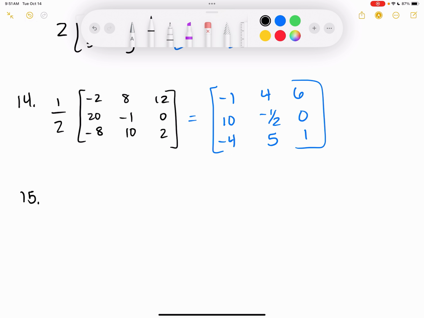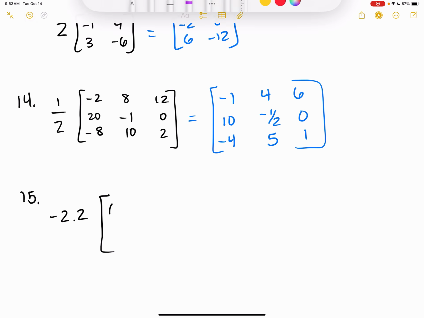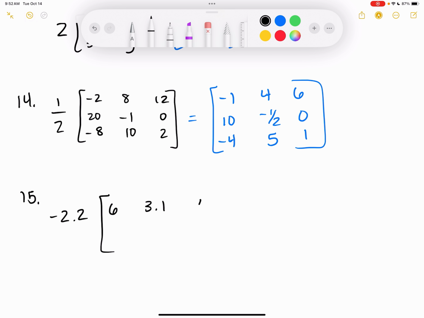All right, 15. -2.2 times a 3 by 3 matrix: 6, 3.1, 4.5, -1, 0, 2.5, 5.5, -1.8, and 6.4. This is 3 by 3. Now, does anybody really want to multiply -2.2 by all of those numbers by hand? I would say probably not by hand. So we're going to do this on the calculator.